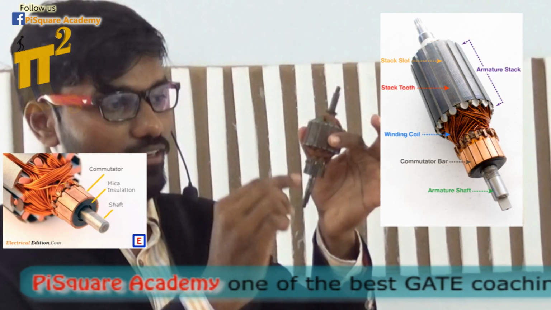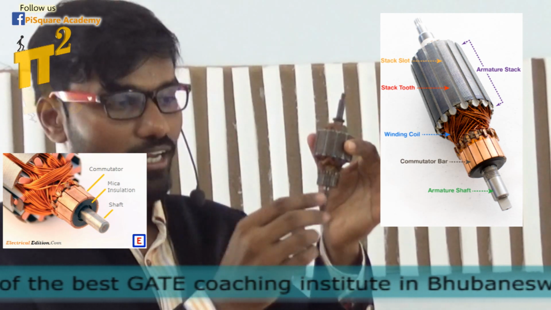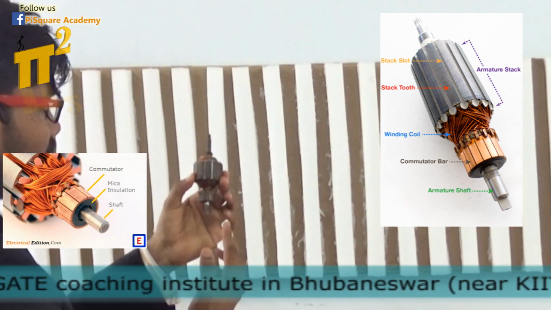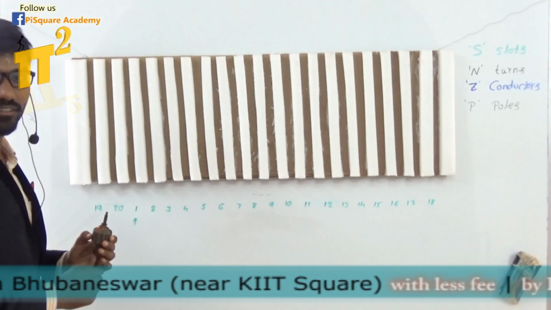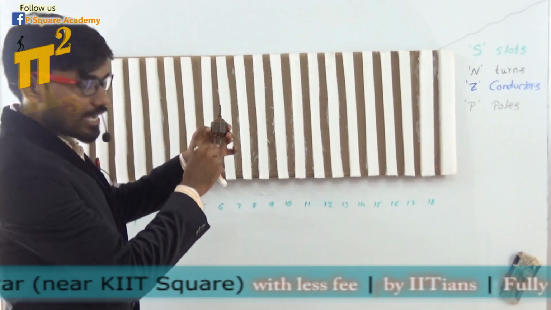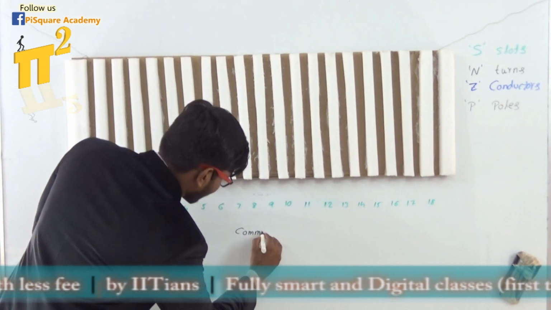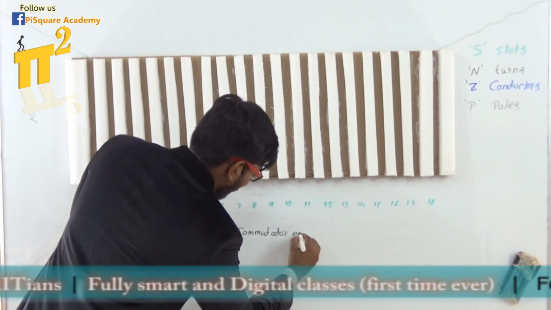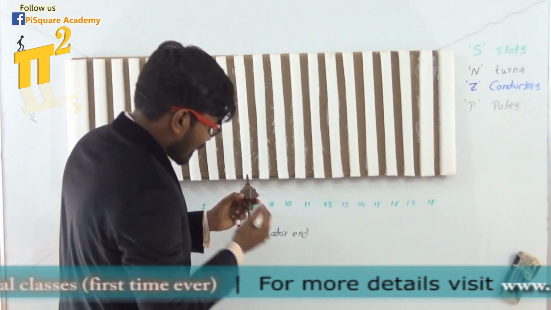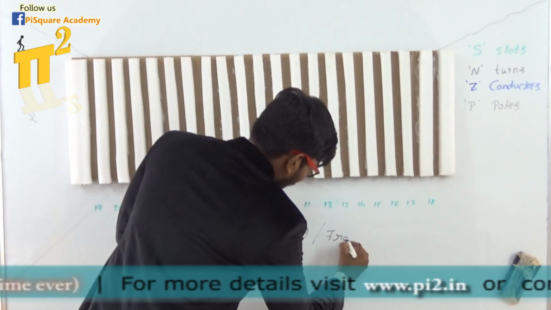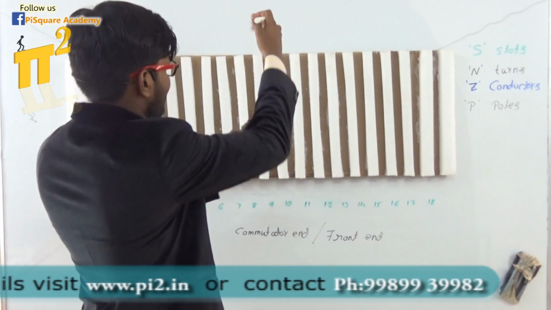It's wound, and we have a commutator. Connections are there from here to the commutator. Now we are splitting it here. I just cut it here and spread it like this. So as you see, on the down side we have the commutator. This down end we'll call the commutator end. From this commutator we'll take the current, or we'll give the current if it is a motor. We can also call this commutator end the front end, and this end is the back end.